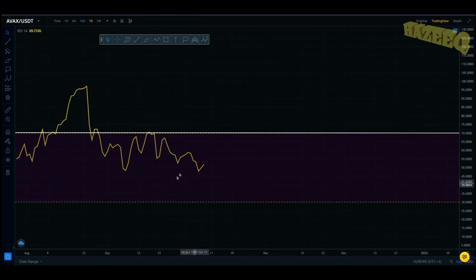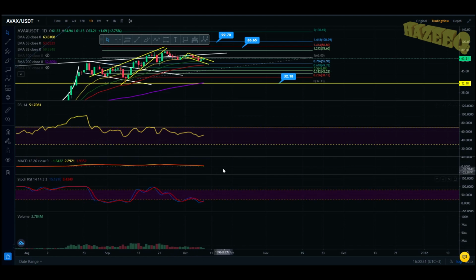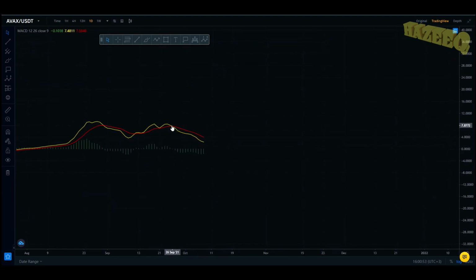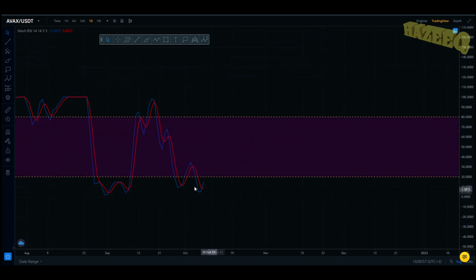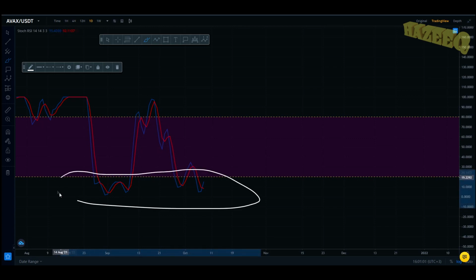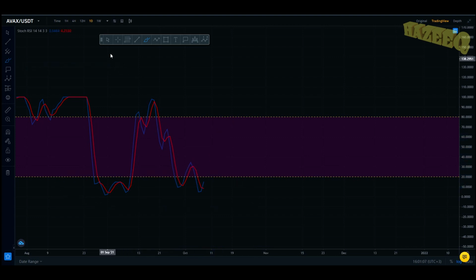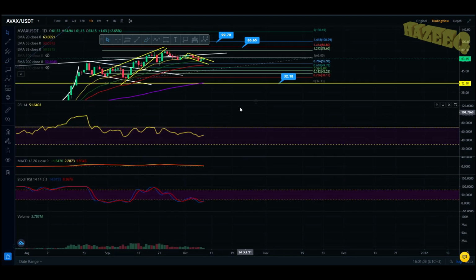The RSI, like I said, is sitting at 51. MACD on the daily chart printed a bearish cross, so you're in a downtrend on the MACD. But here on the stochastic RSI, what I like is we are in the oversold. So potentially you can be expecting a move very soon on Avax, and potentially that move can be short-lived. But it's all about Bitcoin.